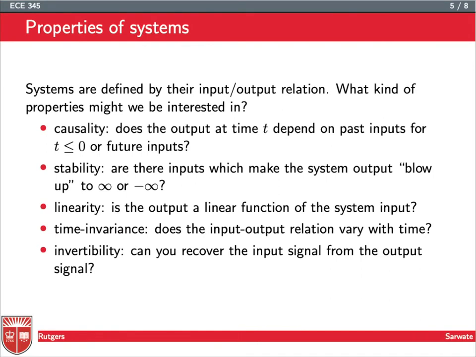Systems are defined by this input-output relation, we call it. So we want to know then, given an input-output relation for a system, which is just a way of writing y in terms of x, what kind of properties do we want to know about that mapping from x's to y's? So the first might be, we want to know, how does y depend on x temporally? That is, at time t, does y depend only on past values of x and the current value of x, or does it depend on future values of x?